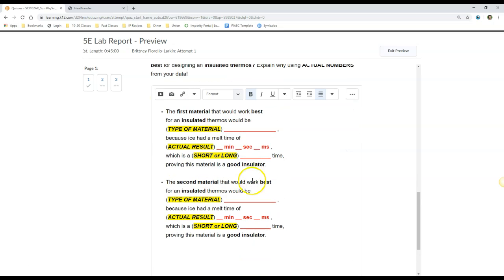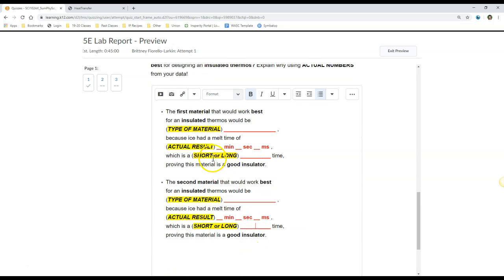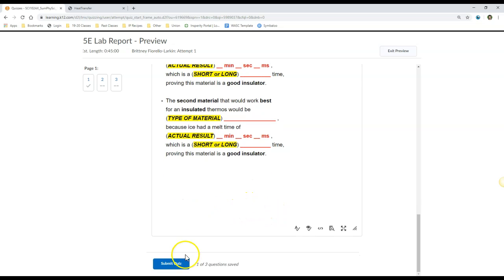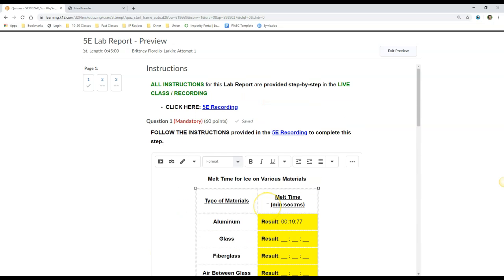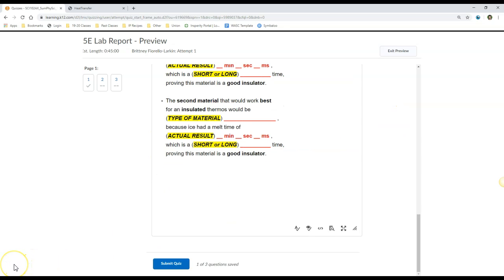So do the next material, which is the one with the next longest time. Include your result. It should take a long time to melt, making it a good insulator. So these should be your long times. If they're not your long times, you've done it incorrectly. At that point, you can submit, and it will ask you again if you want to submit, and you should be able to. Thank you everybody, and have a great day.